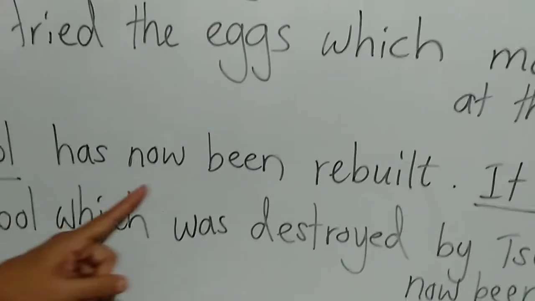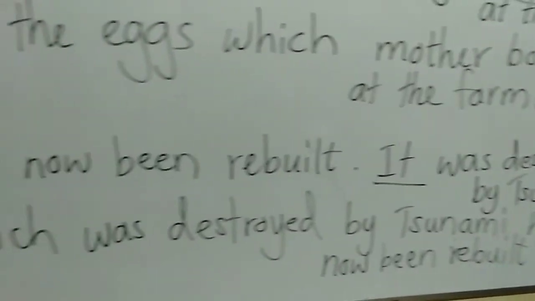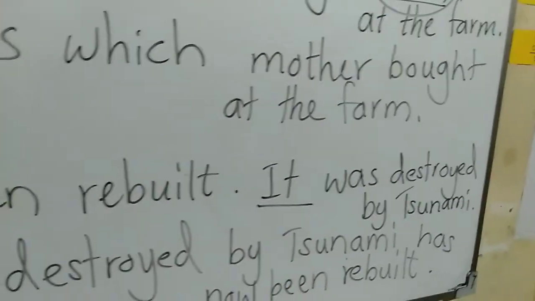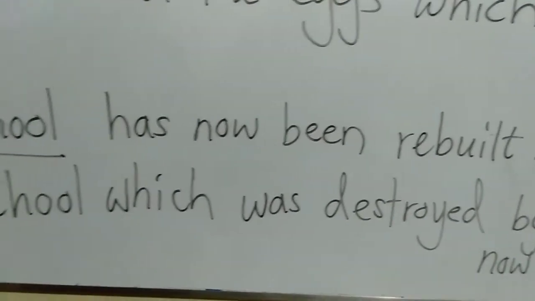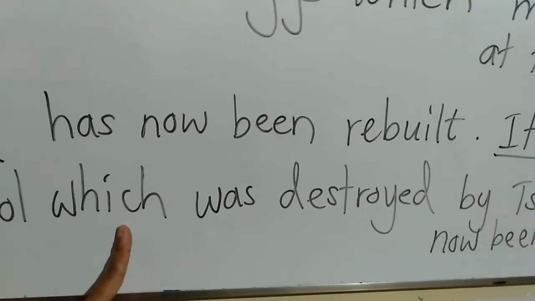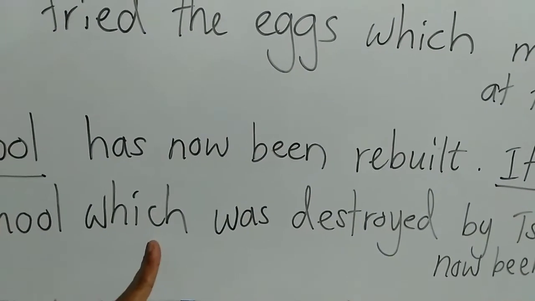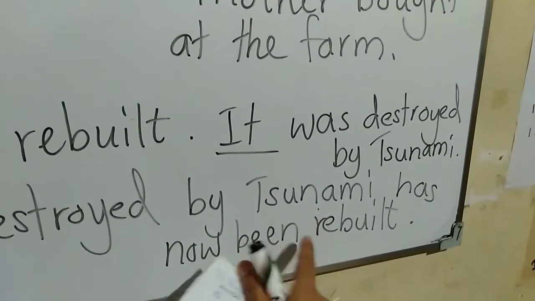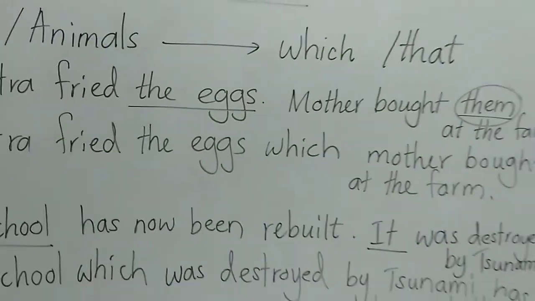A school has now been rebuilt. It was destroyed by tsunami. Which was destroyed by tsunami? That is very special. That's why we take the second clause here, a school. Then immediately after this word we place the relative pronoun. A school which was destroyed by tsunami has now been rebuilt.